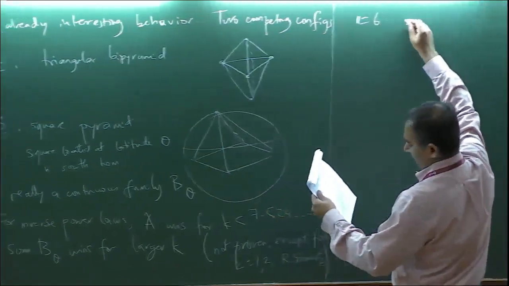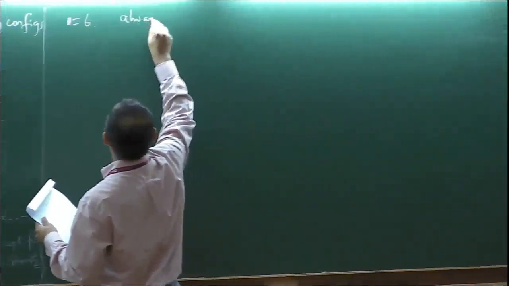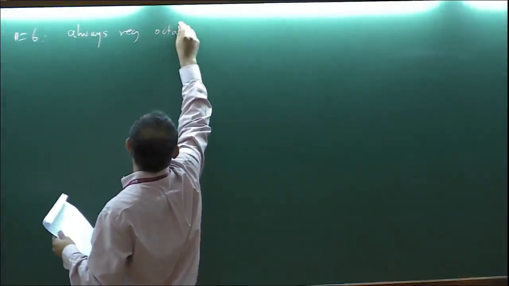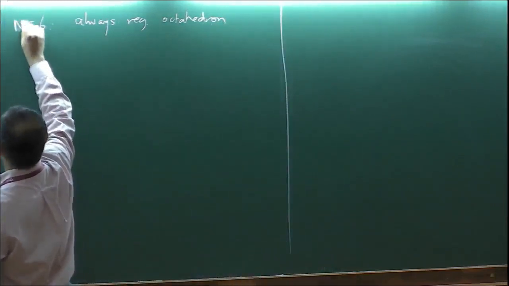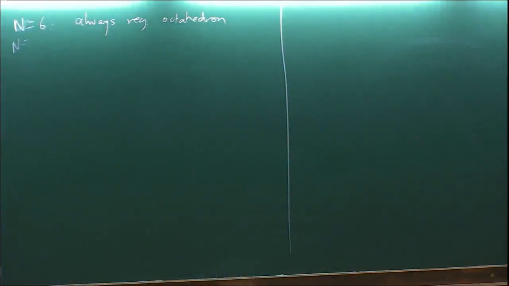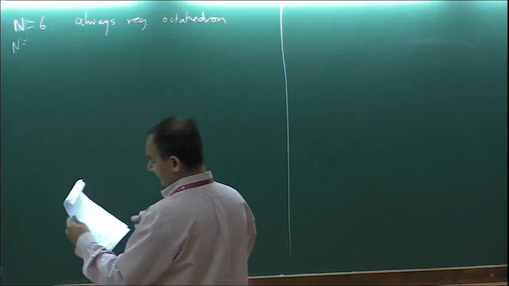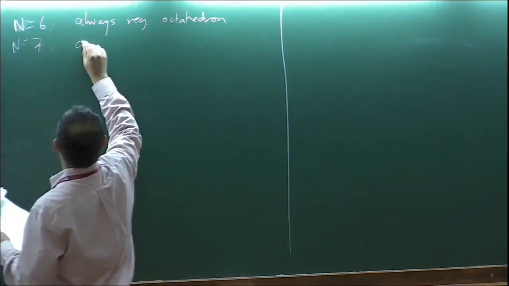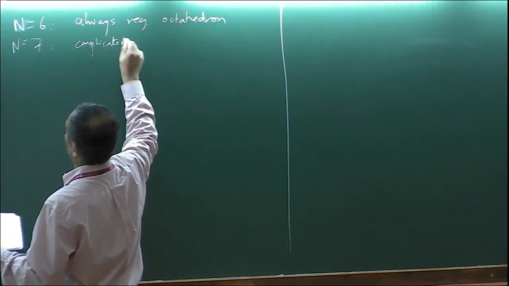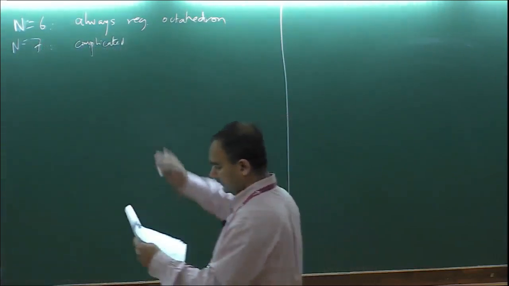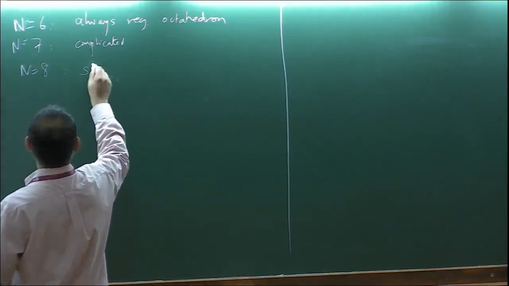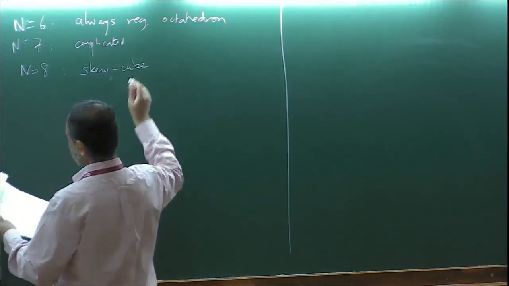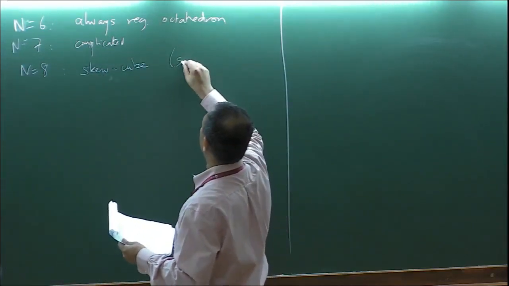N equals 6. You go back to always getting a regular octahedron. Sorry, this is capital N equals 6. Capital N is the number of points, small n is the dimension. So I should have said capital N. So capital N equals 7 is more complicated. I'm not going to say, you get a square and a triangle, or anyway, there are various things. N equals 8. You always get a skew cube. This is another very interesting case, which is open, also called a square antiprism.